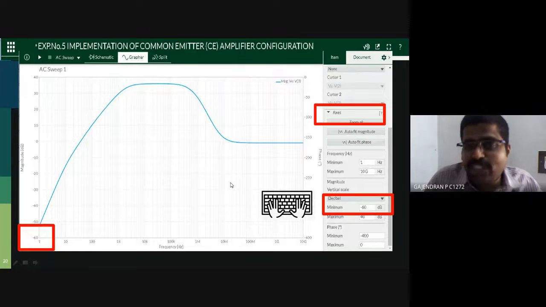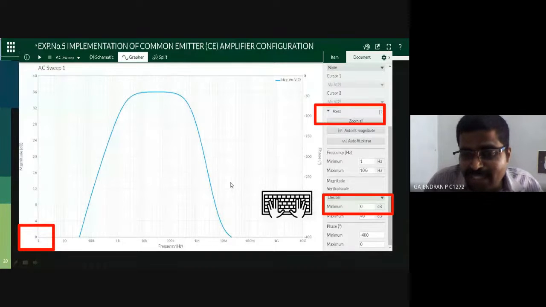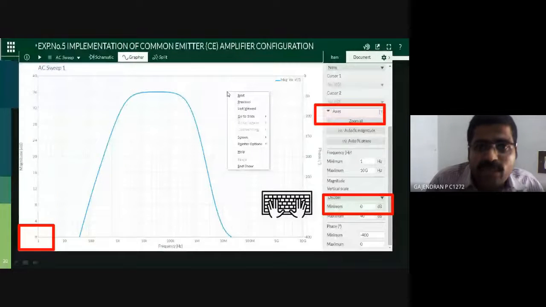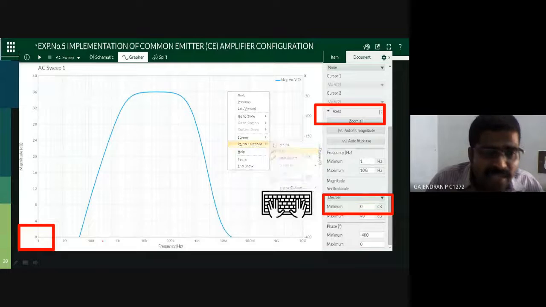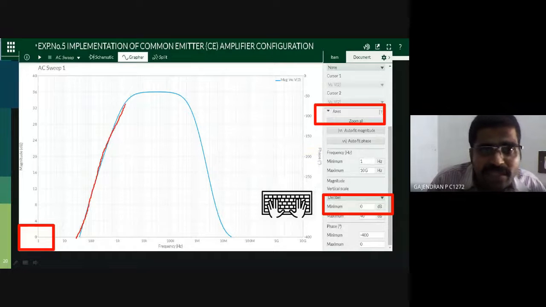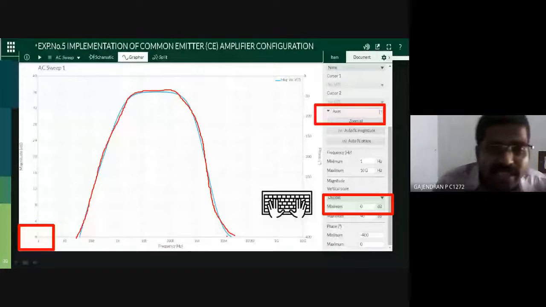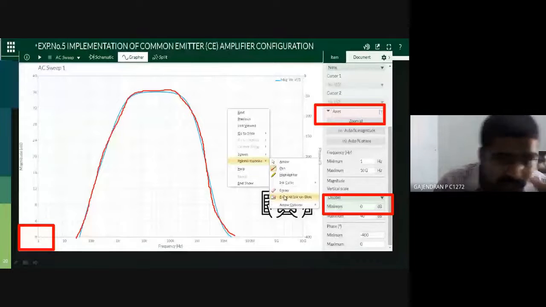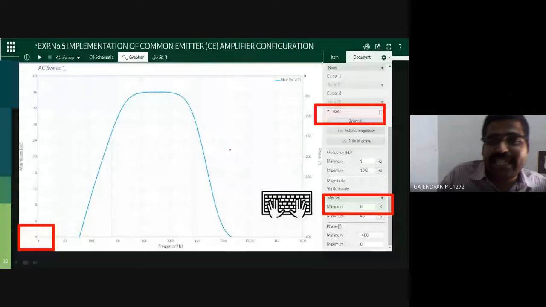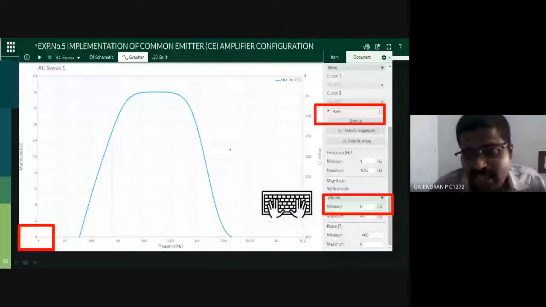If you change it into 0, immediately you will get the waveform like this. Is it okay now? Now we got the waveform almost similar to our theoretical value, almost equal to our theoretical value. Okay?